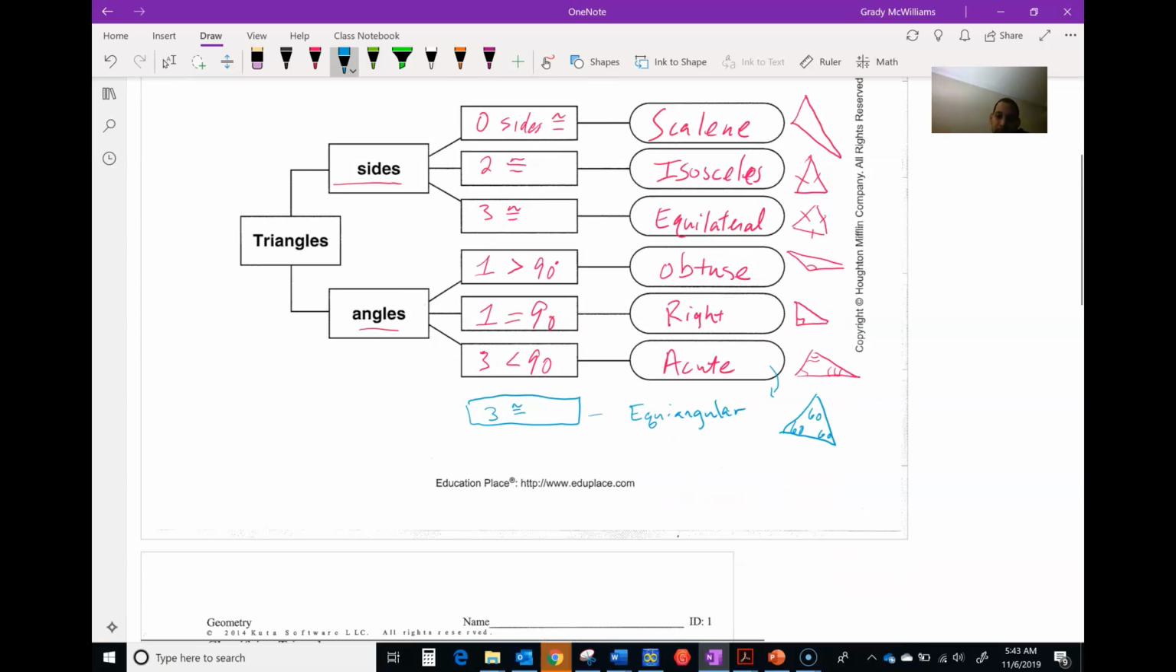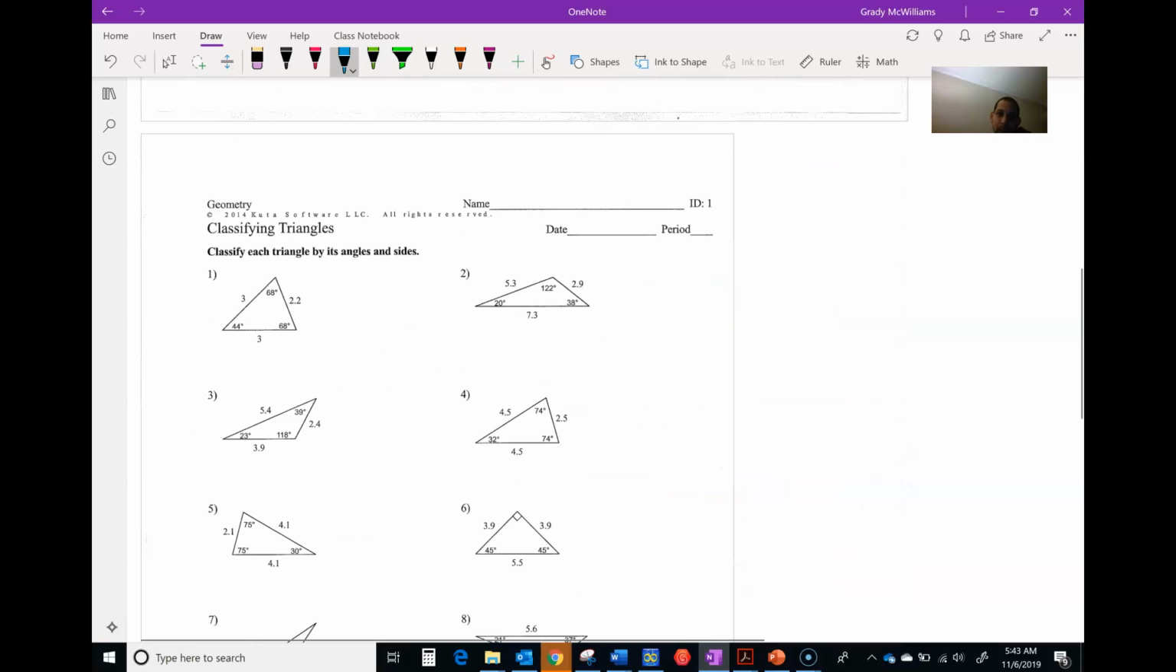All right, now you have enough information so you can do your assignment. You classify by angles and sides. The order doesn't matter, so you can do angles first or sides first. It really doesn't matter. So take a look at this picture.